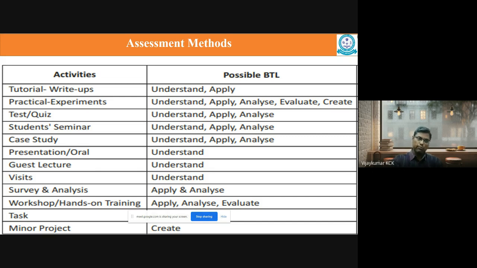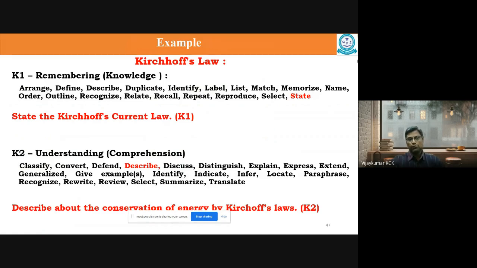Like the practical experiment test, student seminar, case studies, oral presentation, guest lecture, visits, survey analysis, workshop, hands-on training, and any particular task being given and the students doing it. So all these things we can do for measuring the various Bloom's taxonomy levels.